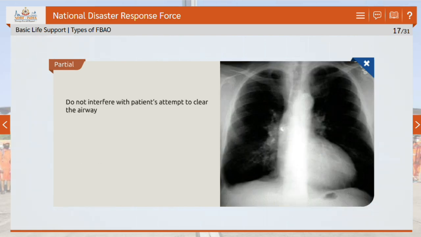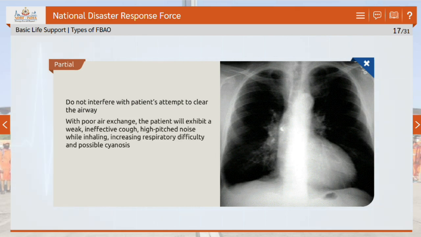Do not interfere with patient's attempt to clear the airway. With poor air exchange, the patient will exhibit a weak, ineffective cough, high-pitched noise while inhaling, increasing respiratory difficulty and possible cyanosis. Treat this situation as a complete airway obstruction.